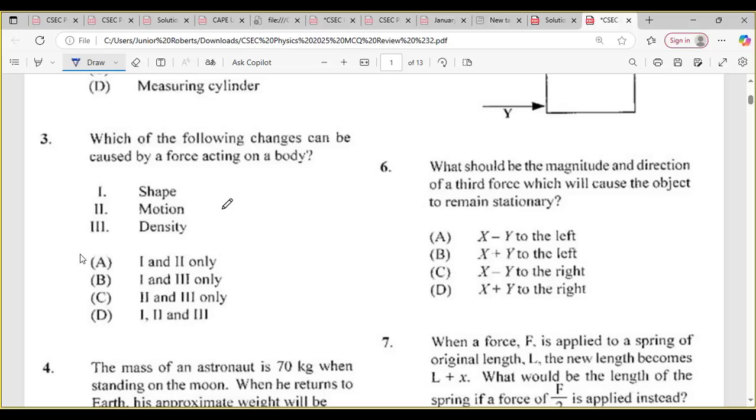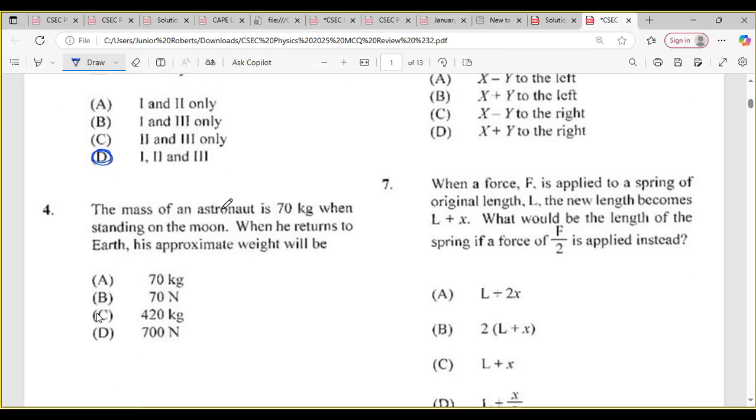So we want to know which of the following changes can be caused by a force acting on a body. We know a force can cause a change in the shape. It can cause a change in the motion, right? Now, we can also consider that the force can cause a change in the volume. Since the volume would have changed, then its density will also change, or can also change. So, in this case now, our answer would be D for number 3.